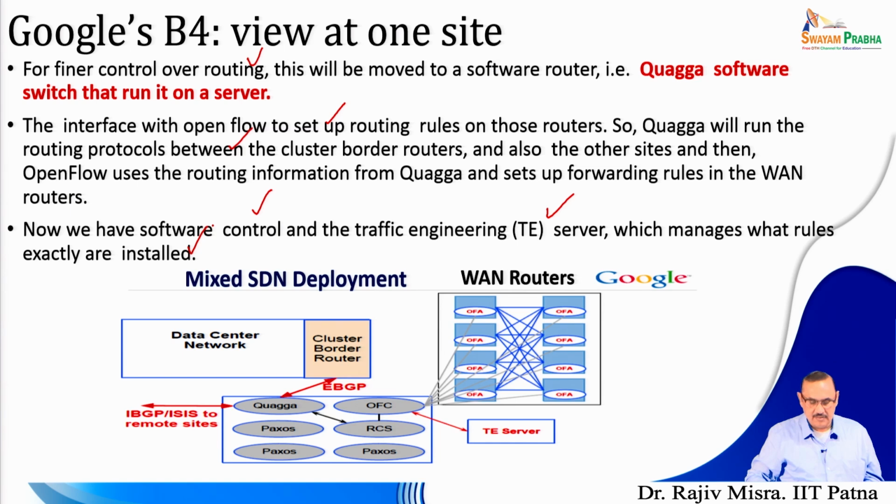Let us see this in this figure. Here you can see the data center and cluster border routers, which run eBGP, and the software switch. It runs the traffic engineering over this kind of server, and these are the wide area network routers, which are now enforcing the traffic engineering with a software based control.